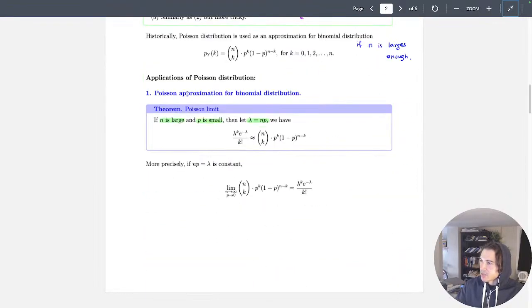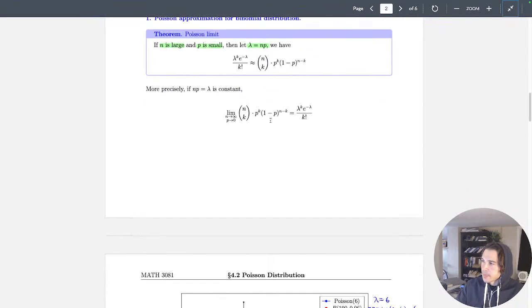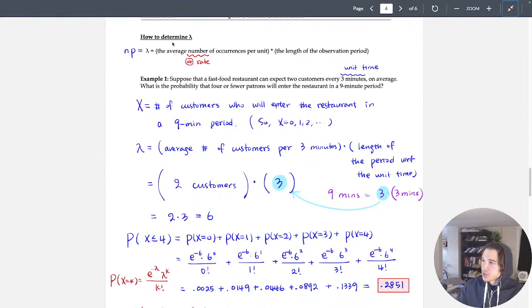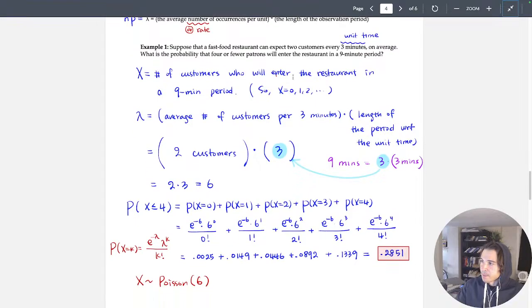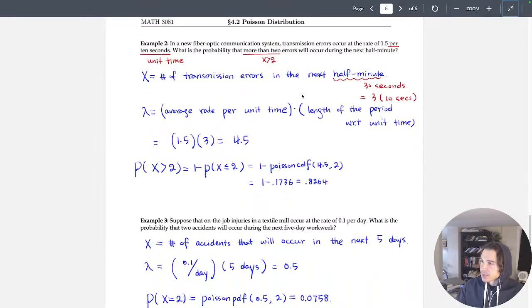And the Poisson approximation for the binomial is a pretty good approximation, just if n is large and p is small, then let lambda equal np. And how to determine lambda? np equals lambda equals the average number or rate of occurrences per unit time, times the length of the observation period in unit time. And this is how you do it with the calculator, which makes all this stuff pretty simple.